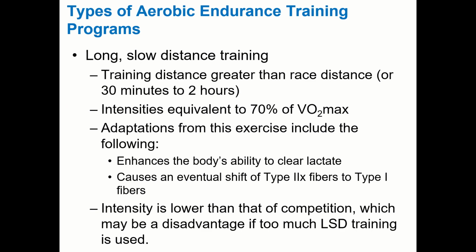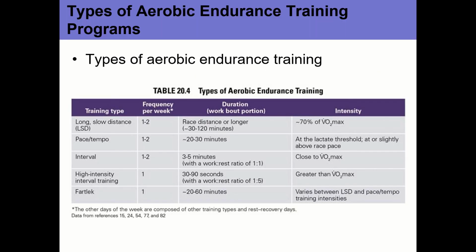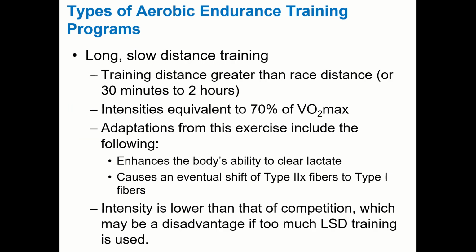So the rest of these slides are just elaborations on this chart. You can see long, slow distance training. If you're working with an athlete who's training for a marathon, those are usually their Sunday runs where they go out and run 20 miles or something like that. That'll oftentimes be at this long, slow distance pace. It can be used as a recovery run, and then it can train your type 1 and your type 2X fibers.